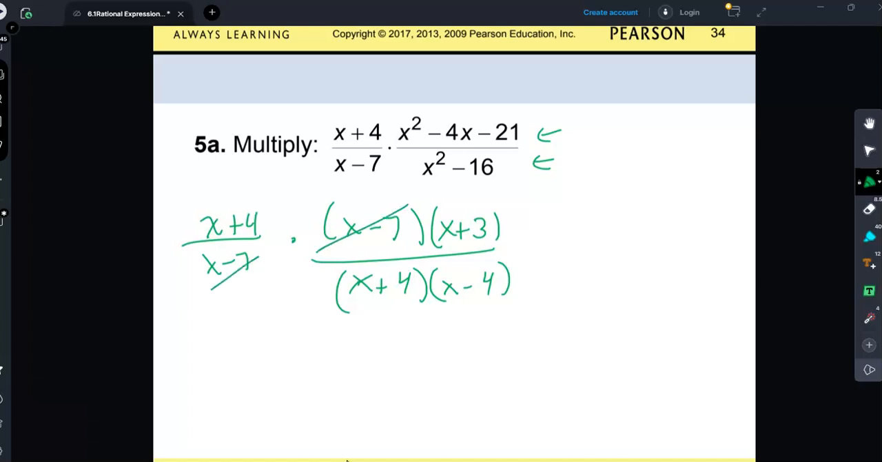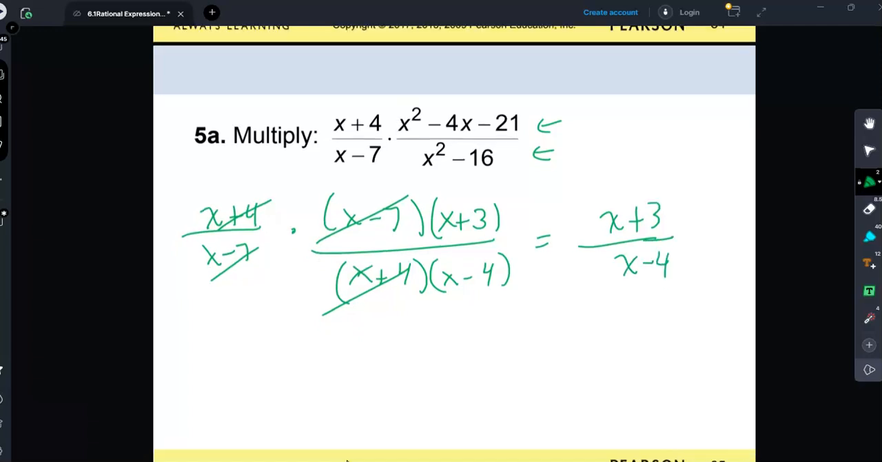So what is a common thing that we can get rid of? Well, x minus 7 cancels out, x plus 4 cancels out. So when you multiply the numerator across and the denominator across, these just are 1, right? Then we get x plus 3 over x minus 4 for our final answer.